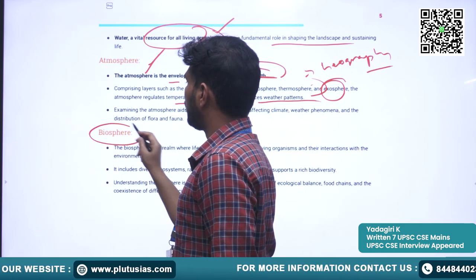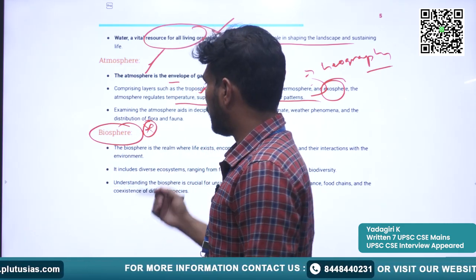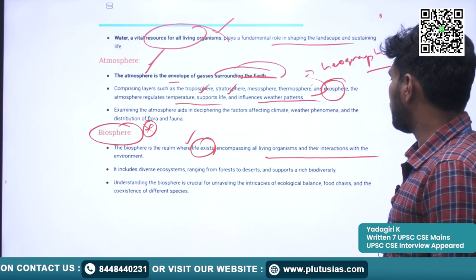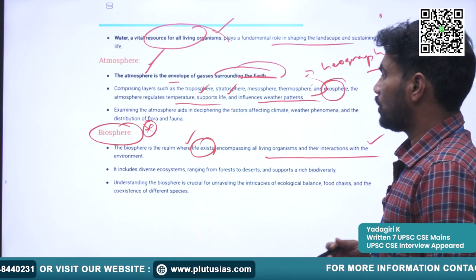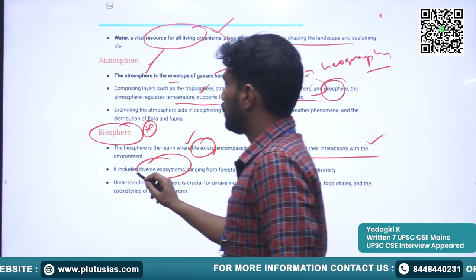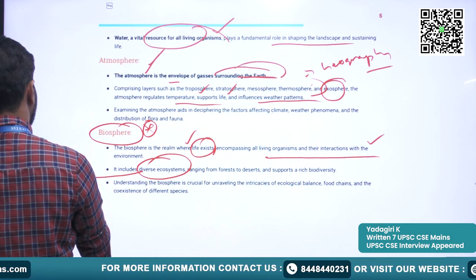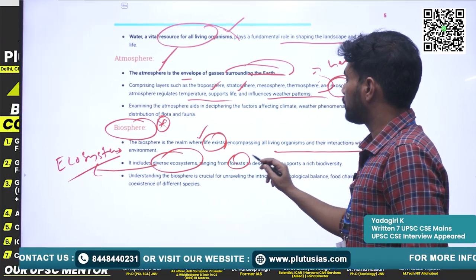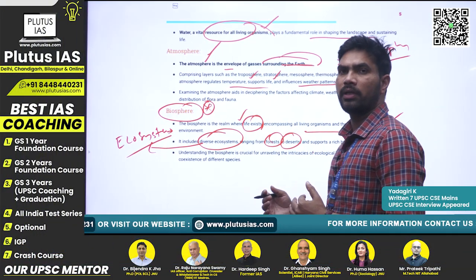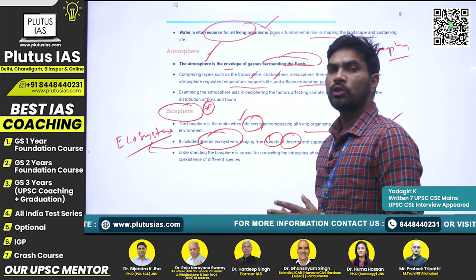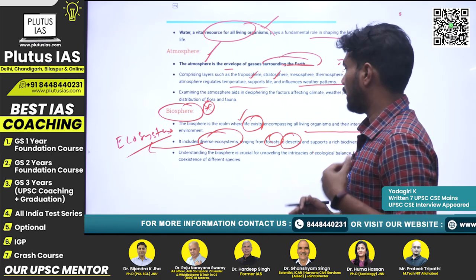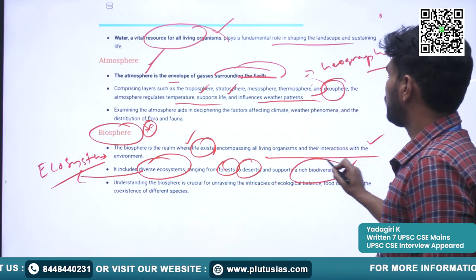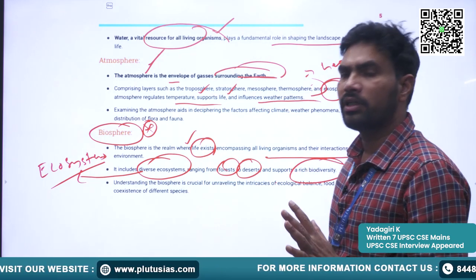Lastly, the most significant component is biosphere. Biosphere is the realm where life exists, encompassing all living organisms and their interactions with the environment. It includes diverse ecosystems, ranging from forest to desert. Forests will be there, deserts will be there, oceans will be there, marshy lands will be there, grasslands will be there. There are many types of ecosystems and they support rich biodiversity. So these are the components of the environment.